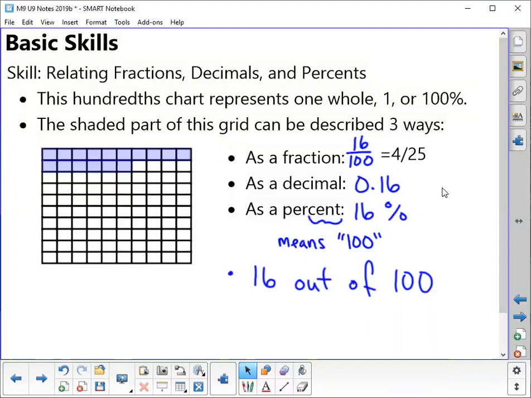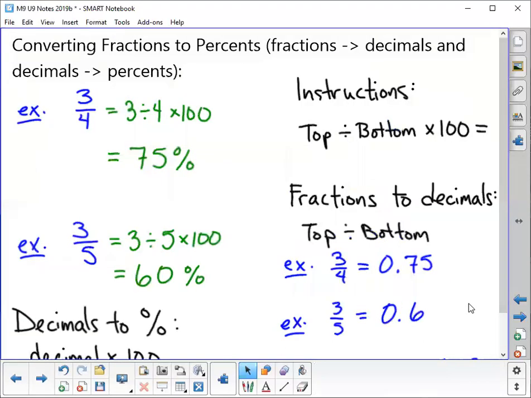We can also write it as a decimal, this grid right here, as 0.16. And as a percent, remember, cent has to do with the number 100. So percent, 16 per 100, 16%. That's what that means. Or you could even write it as 16 out of 100. That was a fourth way that someone came up with last year that I added to my notes. I thought that was pretty clever of them.